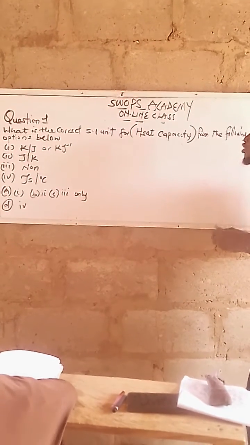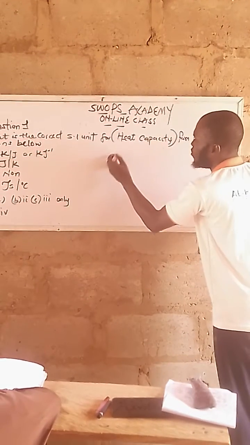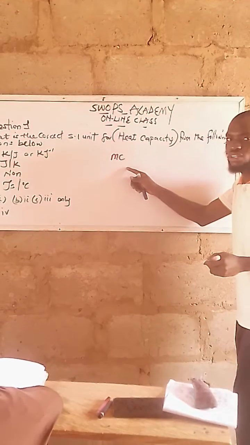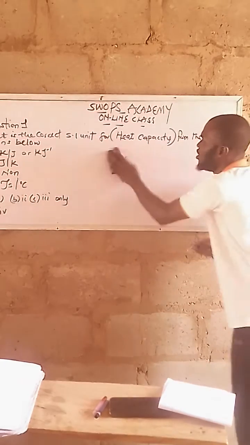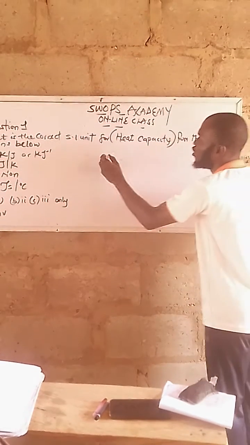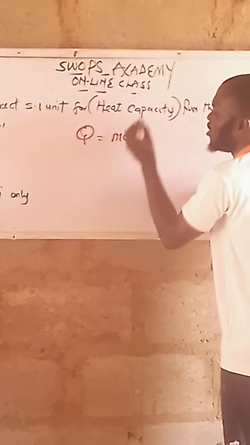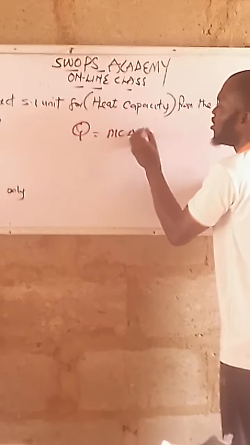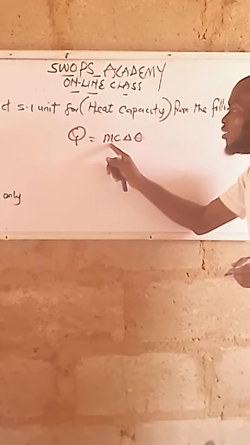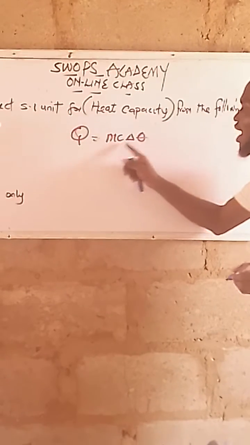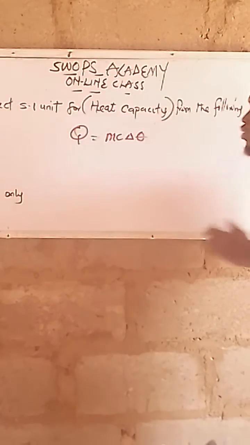All we need to know is that heat capacity means MC. This is heat capacity. For specific heat capacity, the formula relating them is Q equals M C change in theta. Q is the heat quantity, M is the mass, C is the specific heat, and change in temperature is T2 minus T1.